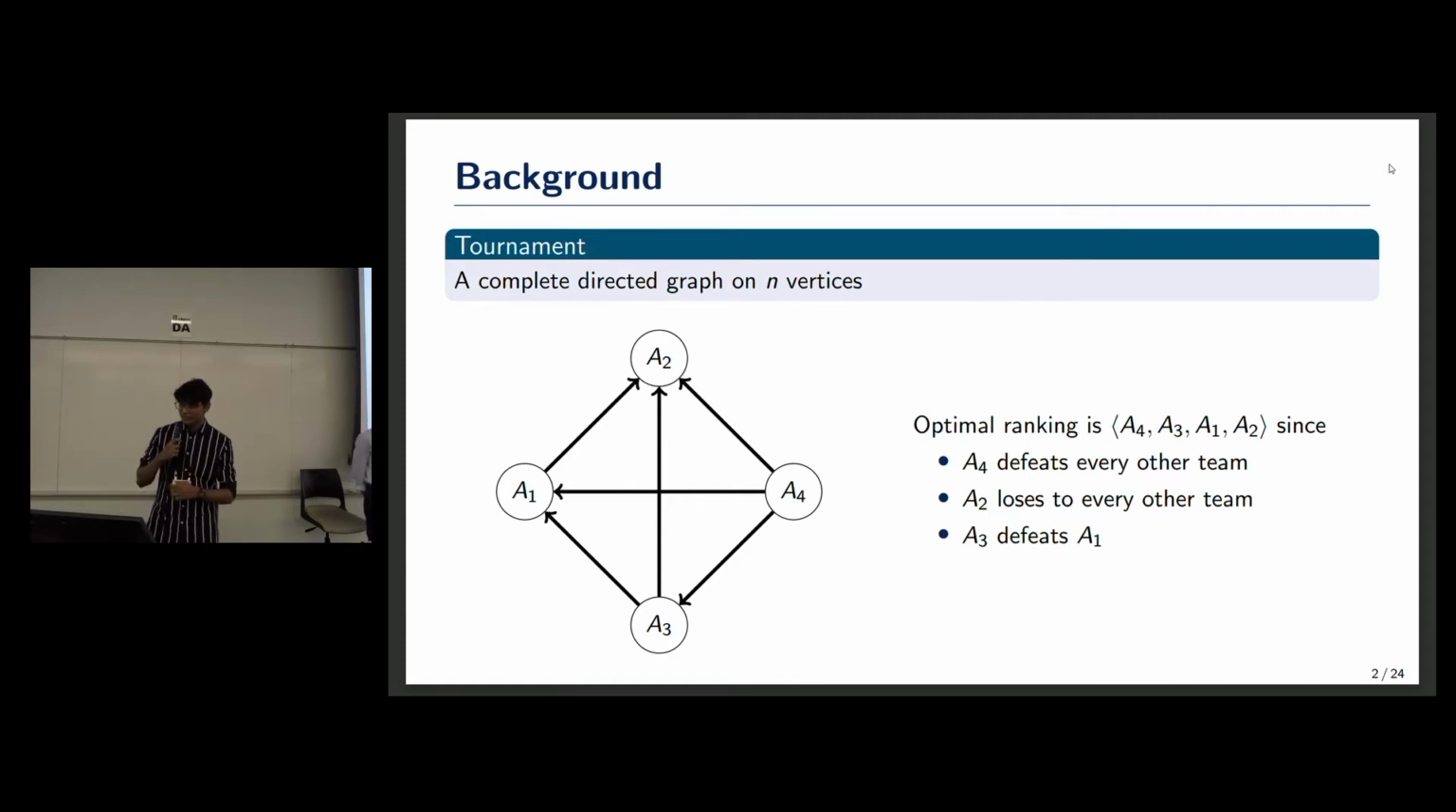Since A4 defeats every other team, it's ranked first. Since A2 loses to every other team, it's last. And among A1 and A3, since A3 defeats A1, it gets a better ranking. And so the optimal ranking should be A4, A3, A1, and A2. Note that here the answer is intuitive because we were able to come up with a ranking where each team defeats every other team that it's ranked better than. However, this may not always be possible.